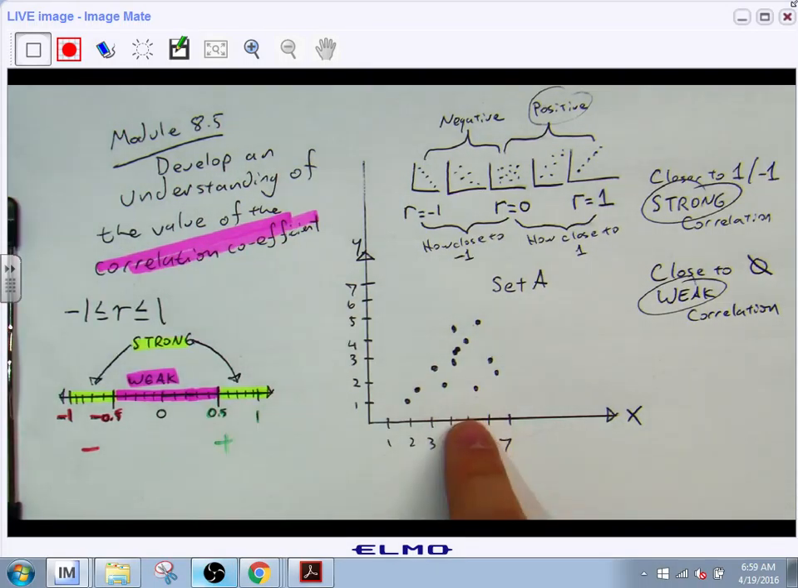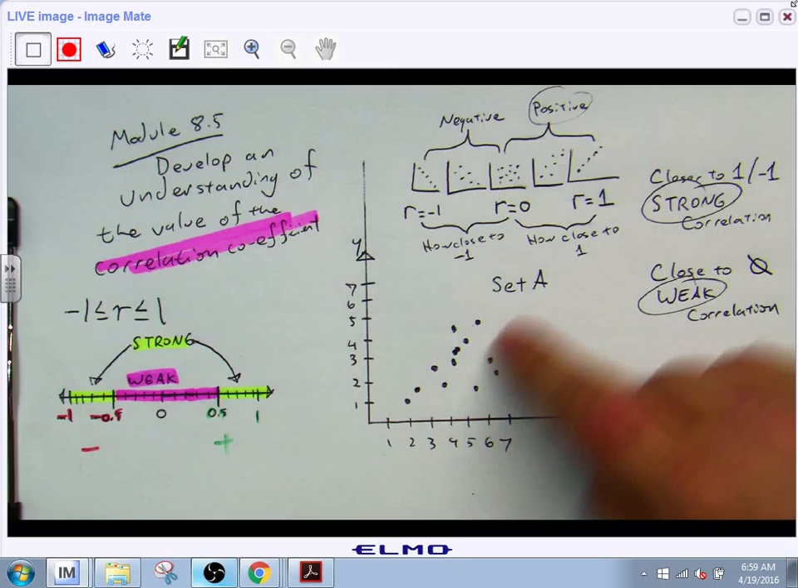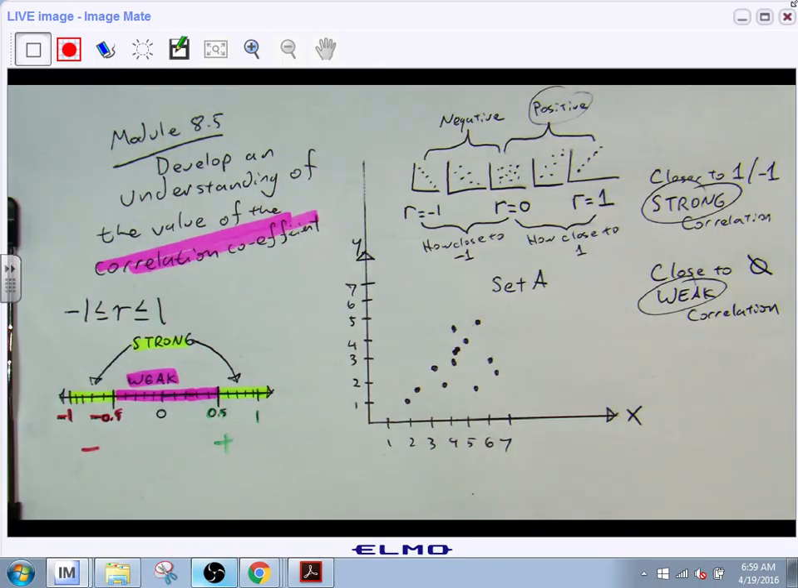Do you think this is going to be like a 0.3? Do you think this is going to be a 0.7? Where in there do you think that's going to be? It's clearly a positive relationship. It appears to be moving up, I think. Yeah, that's positive. But let's find out.